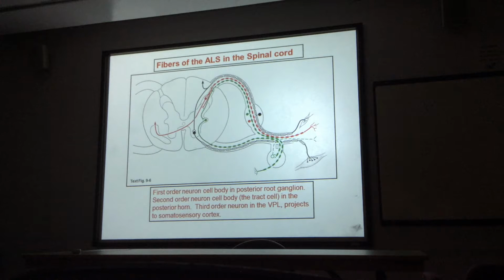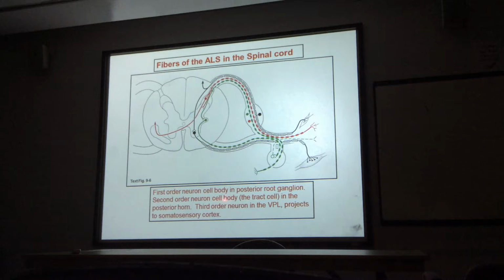Okay, now let's look at fibers in the ALS. The first order neuron cell body is in the posterior ganglion right here. It comes into the lateral division of the posterior root. The heavily myelinated fibers are going into the posterior part of the root. Posterior column fibers turn rostrally, as we learned the other day, and send some collaterals for reflexes. The second order neuron, the tract cell, sends an axon across the midline and becomes sequestered in the ALS as it is being formed and sent.